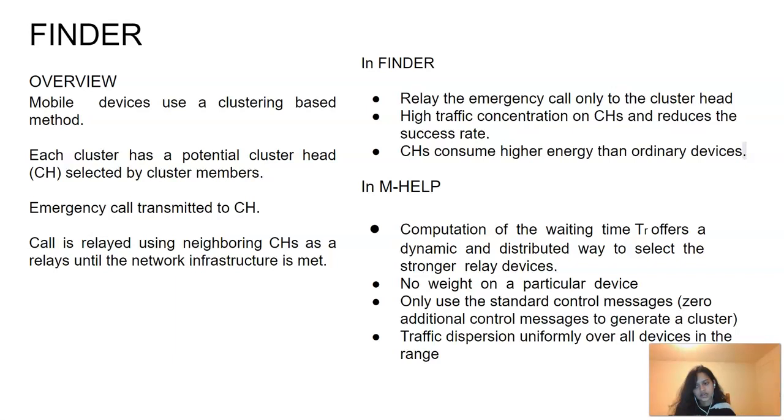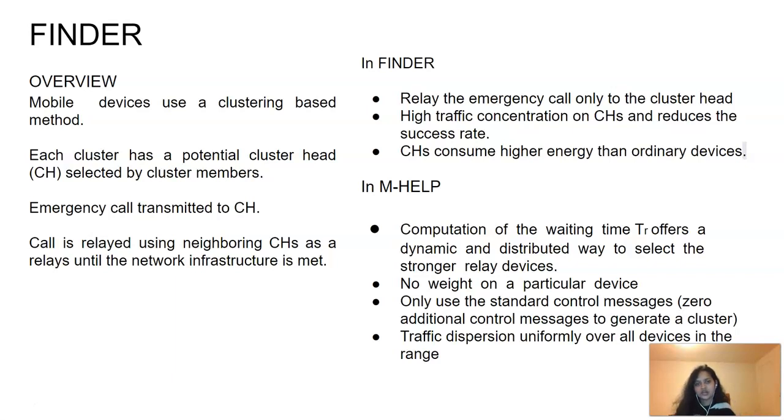Second thing is, in Finder the weight on one device is higher than mHelp. The reason is in clustering and in sending the emergency call only to the cluster head, they are increasing the traffic at the cluster head in a certain cluster. Apart from that, when emergency calls are coming from other clusters, the cluster head has to respond to that and relay it. So therefore, the energy consumption at the cluster head is higher than the other devices. So the weight on a particular device is higher.